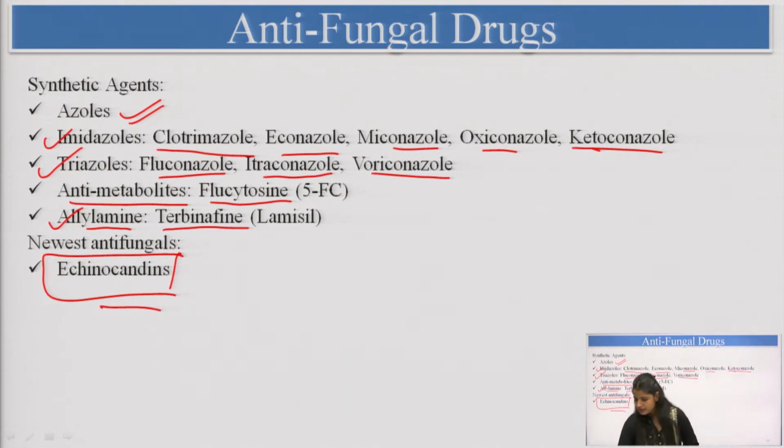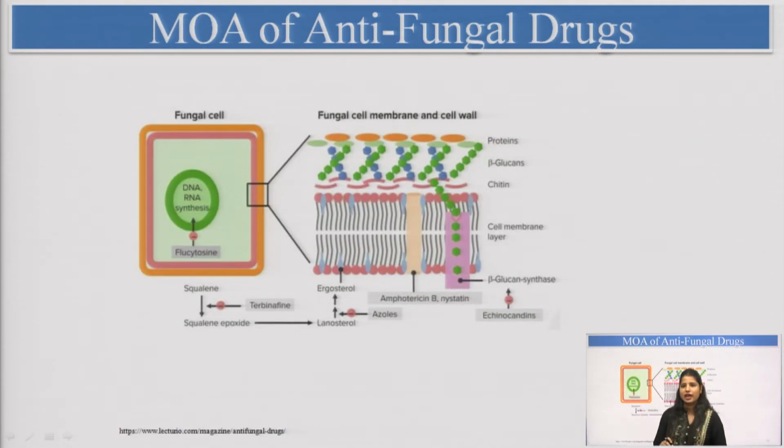Yes. Now we will see the mechanism of action. So see, this is the mechanism here, we can see the fungal cell. In the fungal cell, there is DNA, RNA and RNA synthesis. Flucytosine we have already seen in the classification part. This flucytosine is acting as an anti-metabolite, so it is affecting DNA and RNA synthesis.